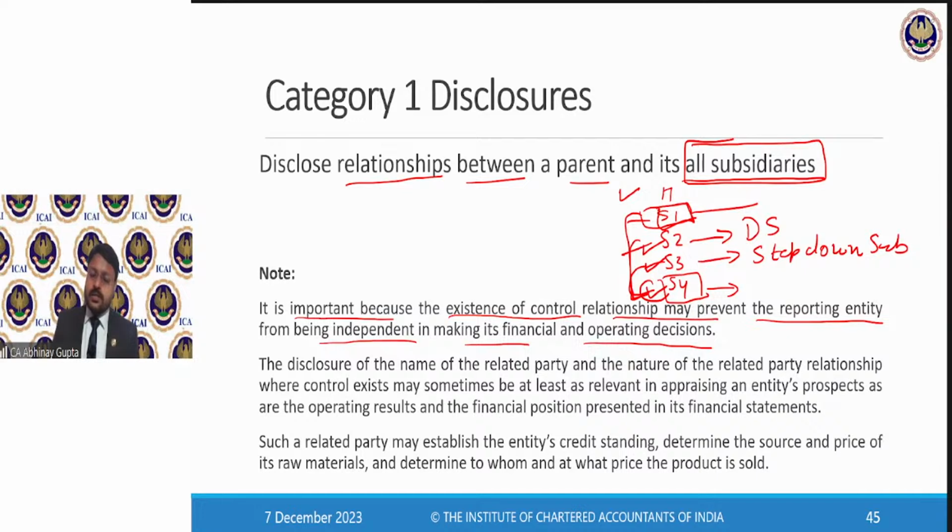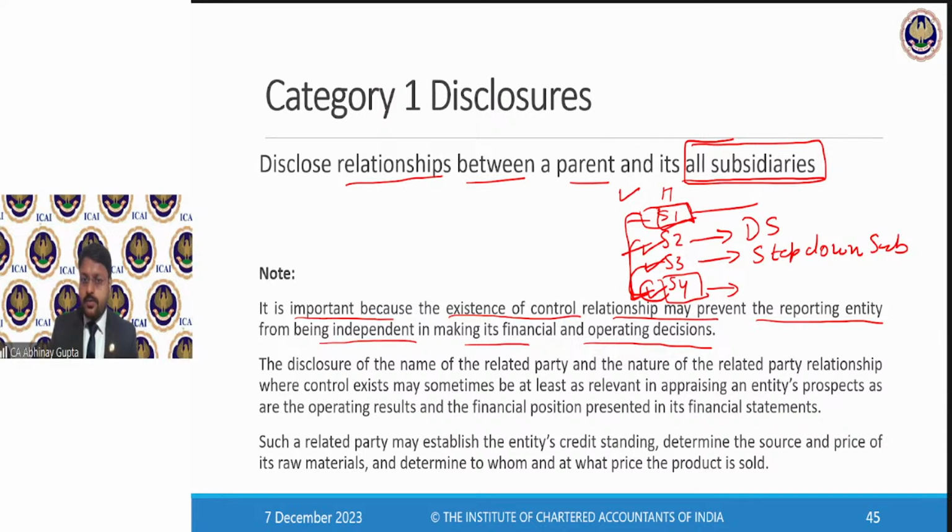Now, what is the objective of this category 1 disclosure? The objective is, even if there are no transactions with your subsidiary companies or your parent company, still the standard is asking to disclose the name of those entities and the relationship, that is parent, ultimate parent, intermediary parent, or subsidiary, fellow subsidiary, or step down subsidiary, right? Why? So that users of the financial statements get to know about the group structure. Even if there are no transactions, they will be aware of what sort of structure has been formed, right?